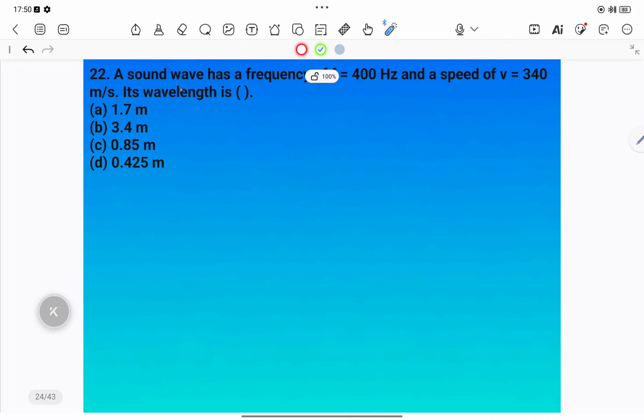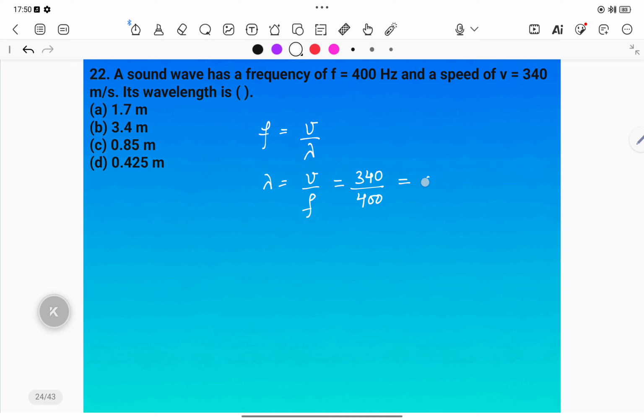Question number 22. A sound wave has a frequency of 400 Hz and a speed of 340 meter per second. Its wavelength is. We know that velocity is equal to frequency times wavelength, so wavelength will be equal to velocity by frequency. We will put the value of velocity, that is 340, divided by the frequency, which is given as 400 Hz. When we solve this it will become 0.85 meter. So option C is correct.